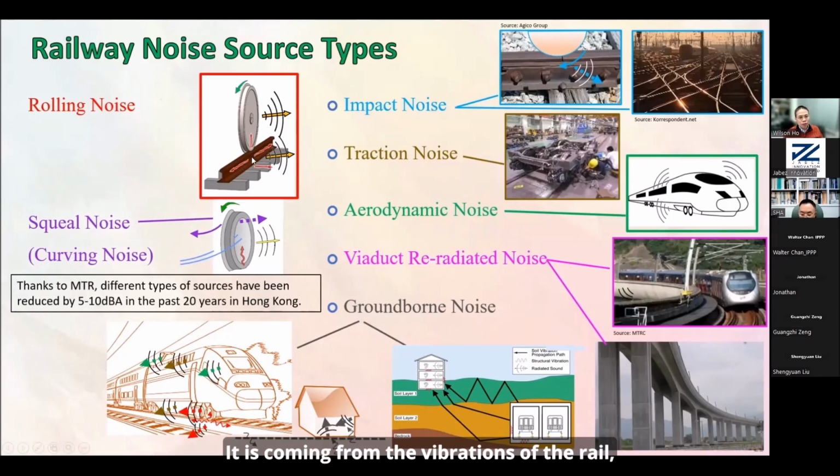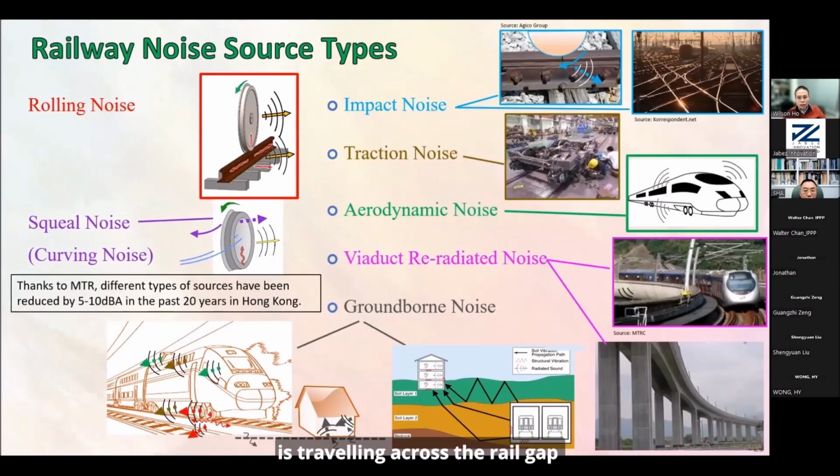It is coming from the vibration of the rails, normally the vertical vibration. Then squeal noise. Squeal noise only occurs at curved track. It may not occur, because if we have a very good design, then squeal noise may not occur. Then also impact noise. Impact noise is when the wheel travels across a rail gap in the joint or in the crossings. Traction noise refers to all the traction motor noise or all the undercar equipment.